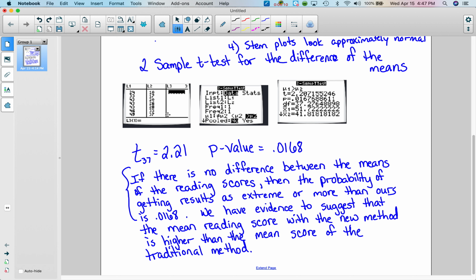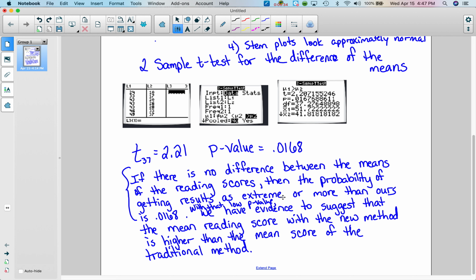Oh, wait, I missed something. With that low p-value, we have evidence to suggest that the mean reading score with the new method is higher than the mean score of the traditional method. Now, writing that in with that low p-value is a deal breaker.